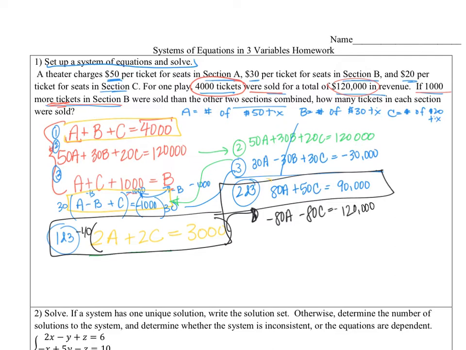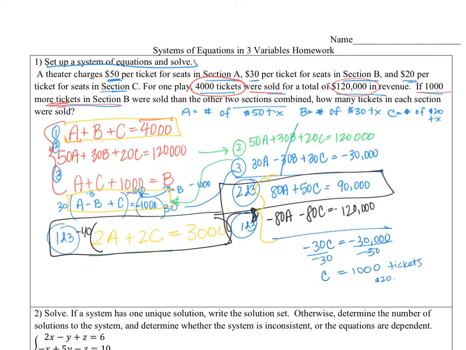So putting equation 2, 3 and equation 1, 3 together, the a's will cancel, and the c's will be left with negative 30c equals 90,000 minus 120,000. That is going to be negative 30,000. So if I divide by negative 30, I get that C will be equal to 1,000. That means there were 1,000 of the $20 tickets sold. Those again were the $20 ones.